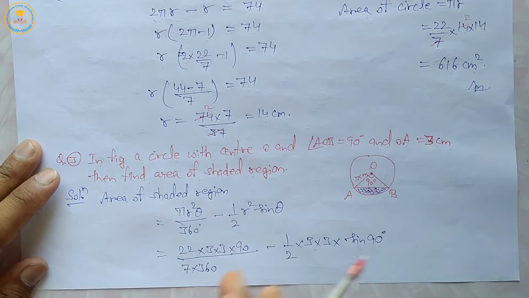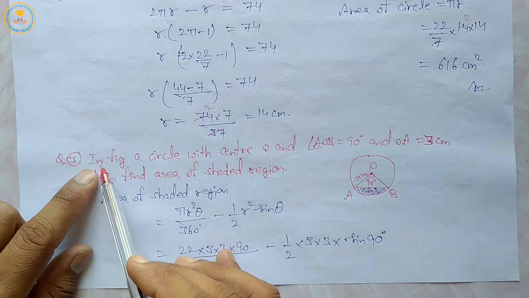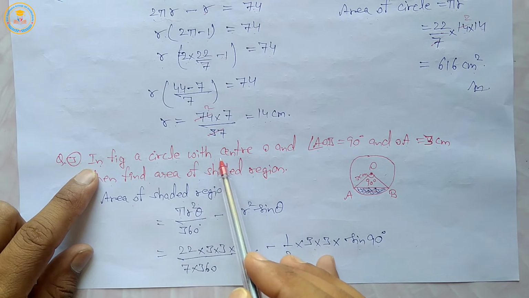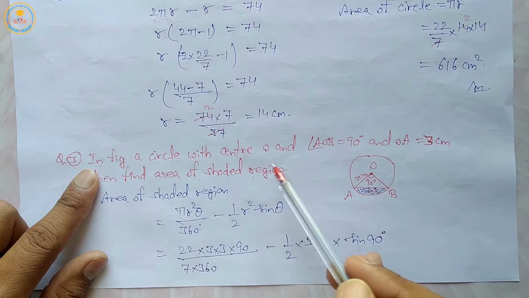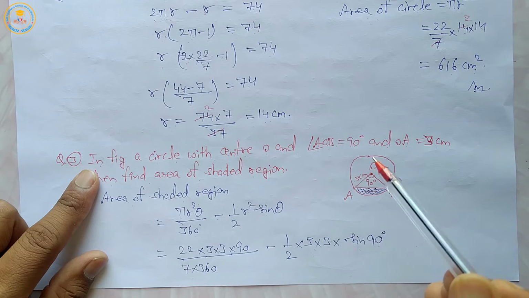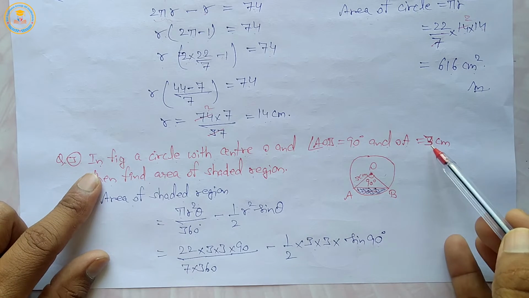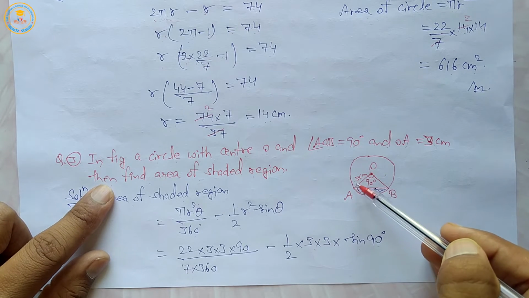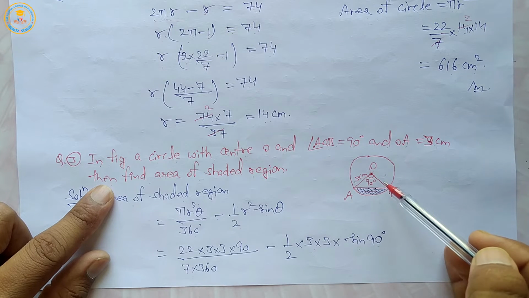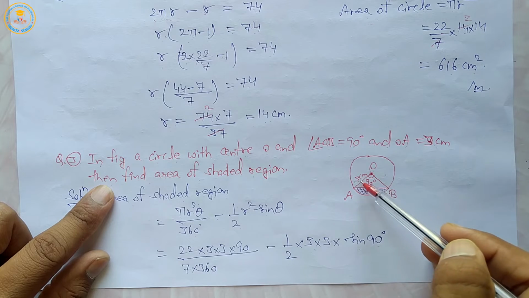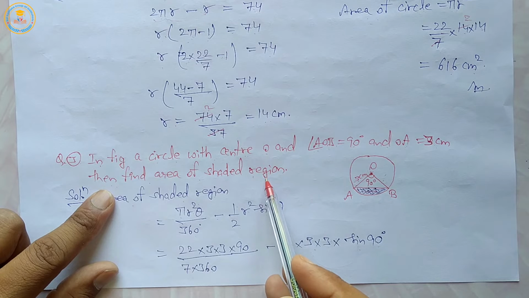Next question. Question number 3. In the figure, a circle with center O. According to the figure, angle OAB is given as 90 degrees. OA is 3 centimeters; OA is the radius and OB is also the radius. So OA equals OB, 3 and 3 centimeters given. Then find the area of the shaded region.